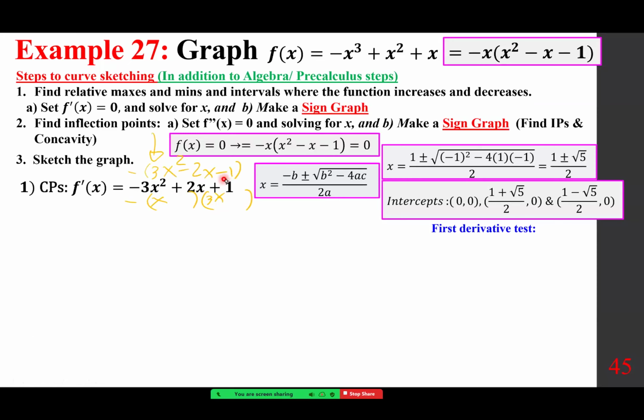And for the 1s, one of them is 1, one of them is negative 1. We want to make sure the middle term works. This is negative 3x, this is positive x. They add up to negative 2x, and that works. So x is either 1, where you set this equal to 0, or negative 1/3.